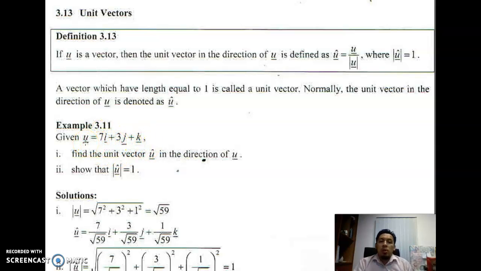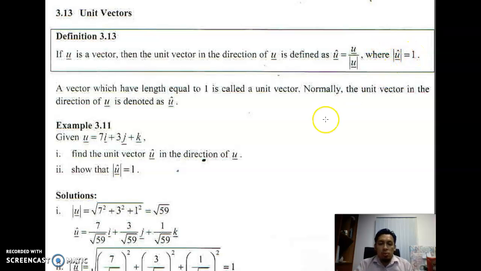Now they want us to find the unit vector in the direction of u. By the way, when you look for the direction vector, the notation will change a little bit. You need to write down u hat like this. So now, how do we change this value of x, y, and z so that in the end you will get 1?